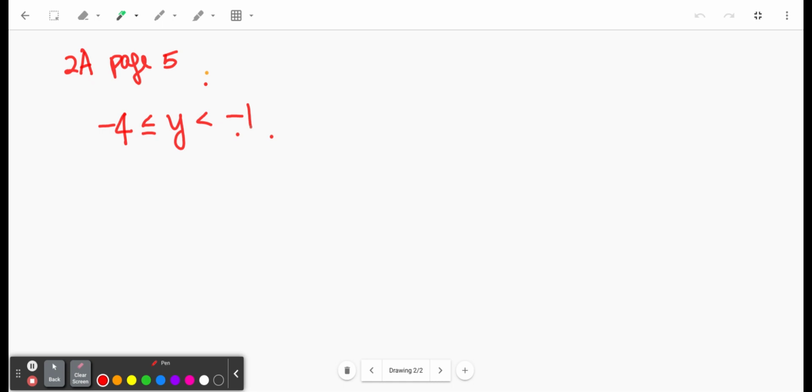Everybody, spend a minute, try this one out. We're going to work at this together. So what are we trying to do? We're trying to turn that into our notation, the bracket and the parentheses.